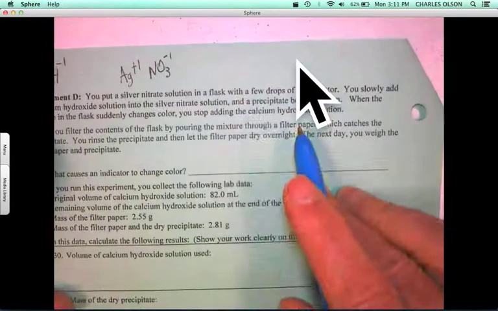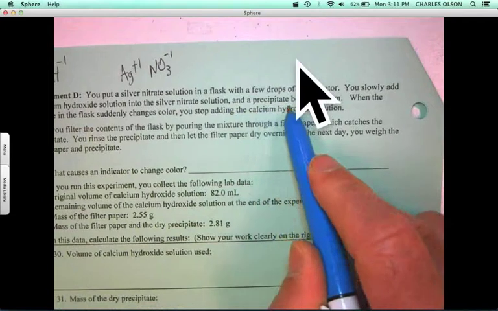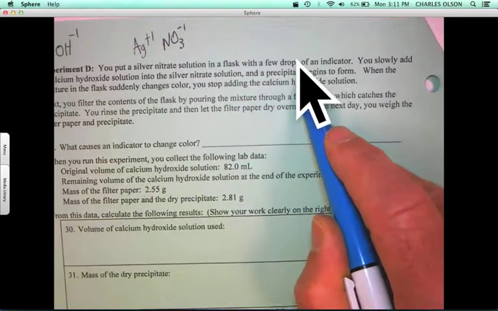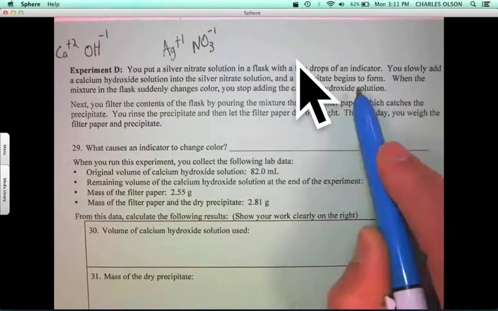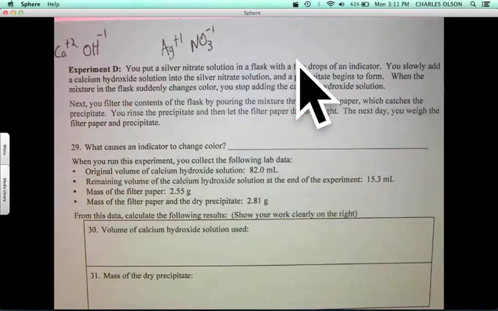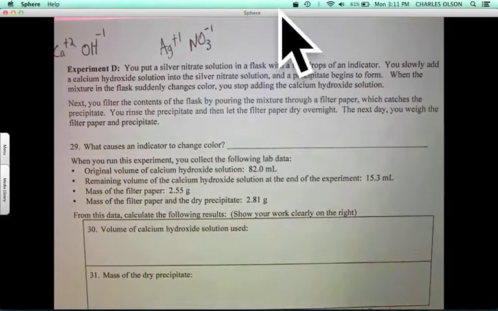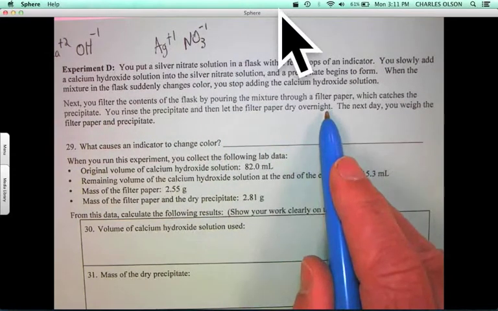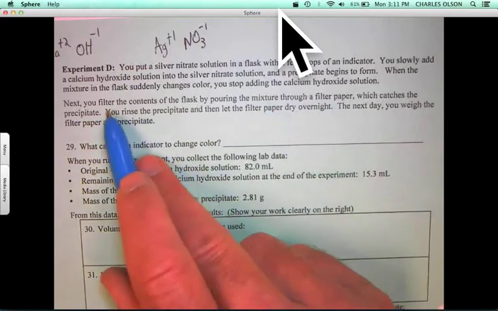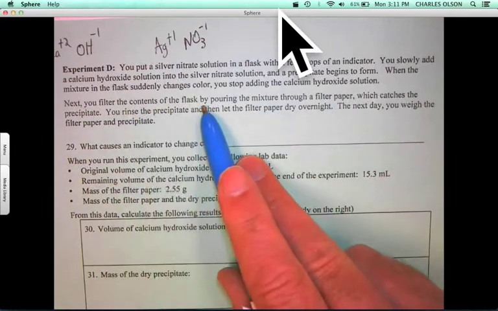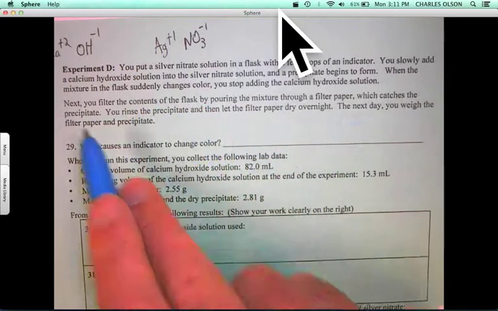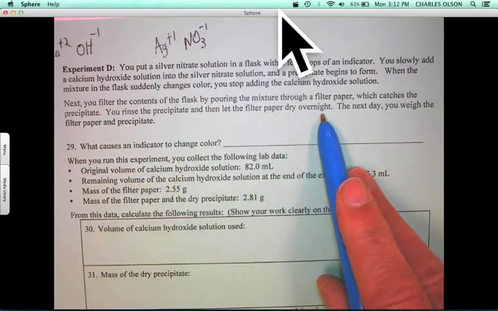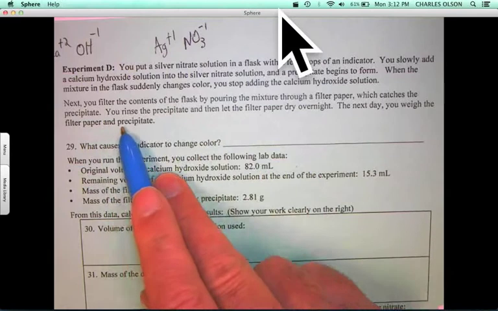And what happens? Well, at first, we notice a precipitate forms. A precipitate is, of course, a solid that forms in liquid solution, aqueous solution, and we keep adding calcium hydroxide until the solution changes color. So then that indicates a change in pH. Next, we filter the contents of the flask by pouring the mixture through filter paper, which catches the precipitate. We rinse the precipitate and then let the filter paper dry overnight. The next day, we weigh the filter paper and precipitate.